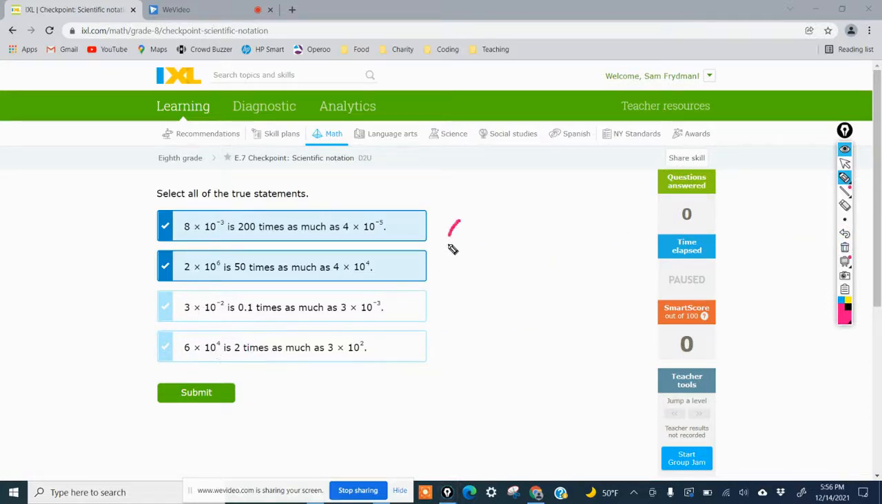6 times 10 to the fourth divided by 3 times 10 to the second. 6 divided by 3 is 2 times, again, 4 minus 2 is 2. We're getting a lot of 2's here for the exponents. That's just a coincidence. And then 2 times 10 to the second is 200, right? We're going to take this decimal point, move it 2 spaces to the right, putting zeros in the blank spaces. That would give us 200 over there. Not 2, so we're not going to click on that either.